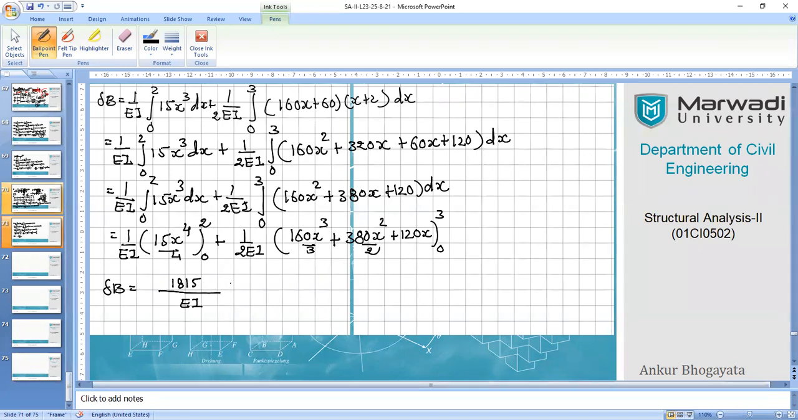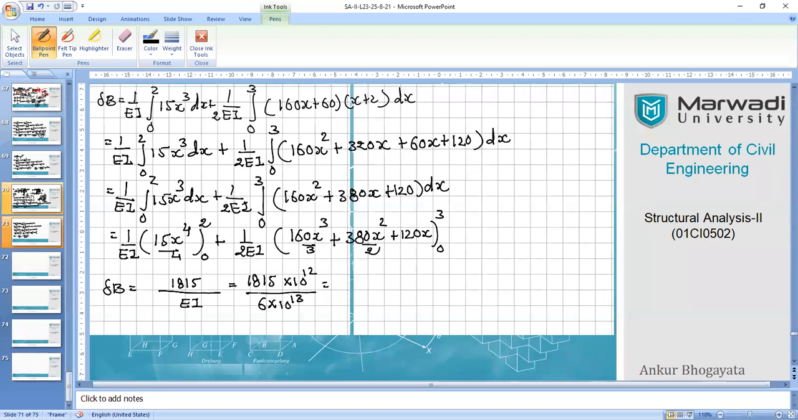And now let me give, I think I have not given you the EI value. So you can take it as the old value, like 1815 into 10 to the power 12, divided by 6 into 10 to the power 13.